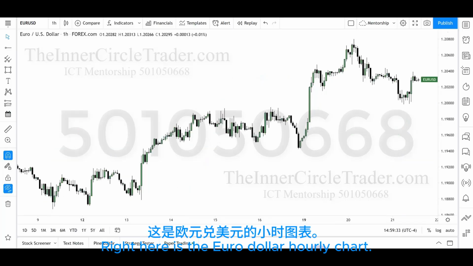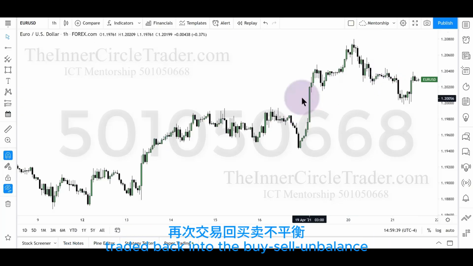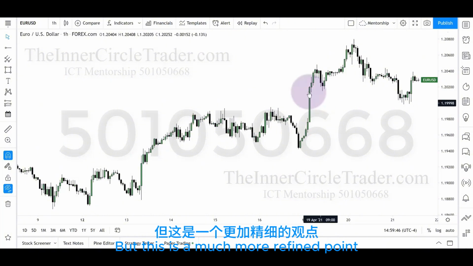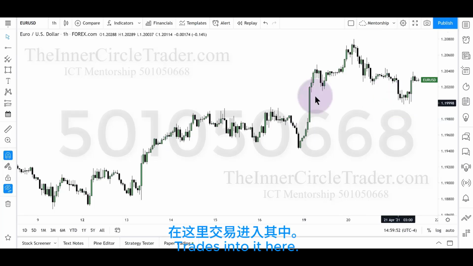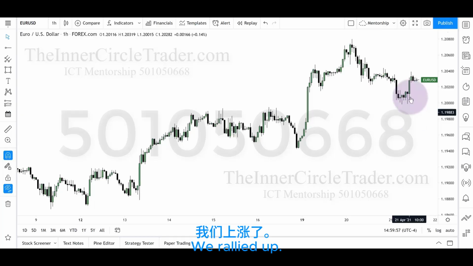All right, here is the euro dollar hourly chart, and you can see we've taken out sell side liquidity here, traded back into the buy side imbalance, sell side inefficiency here, which is basically what we were looking at on the daily chart, but this is a much more refined point of view. It trades into it here. We'd like to see it leave some of it open. It did that. We rallied up.